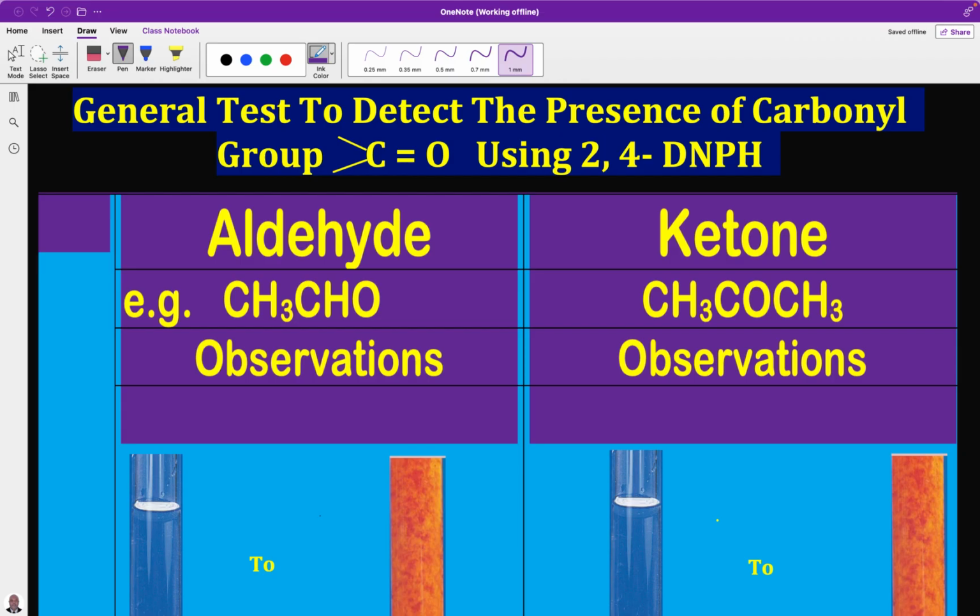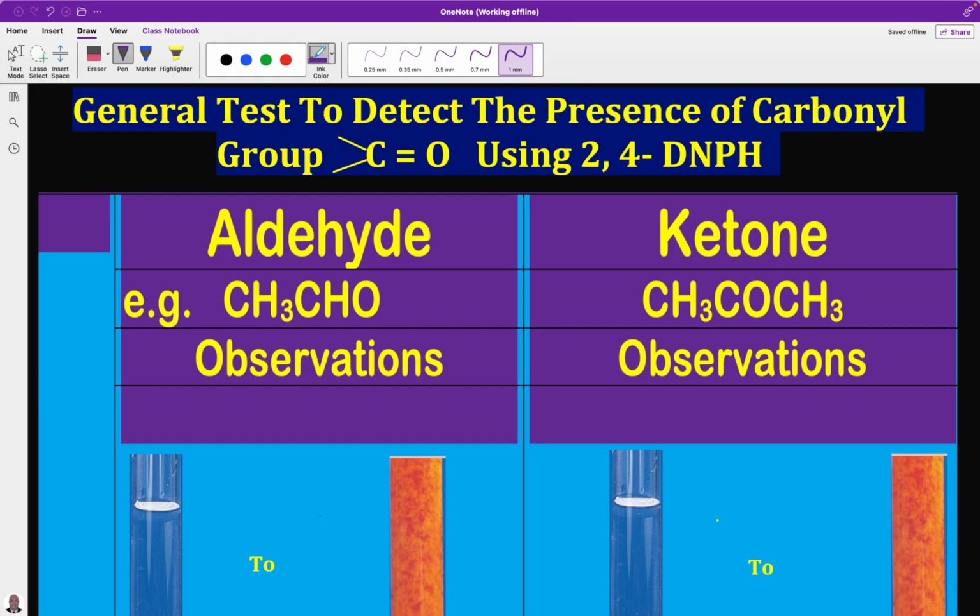We will be starting with the general test to detect the presence of a carbonyl group using 2,4-dinitrophenylhydrazine. In this test, we have two carbonyl compounds, the aldehyde and the ketone. Our example for the aldehyde is ethanol, and our example for the ketone is propanone, or the common name is acetone.